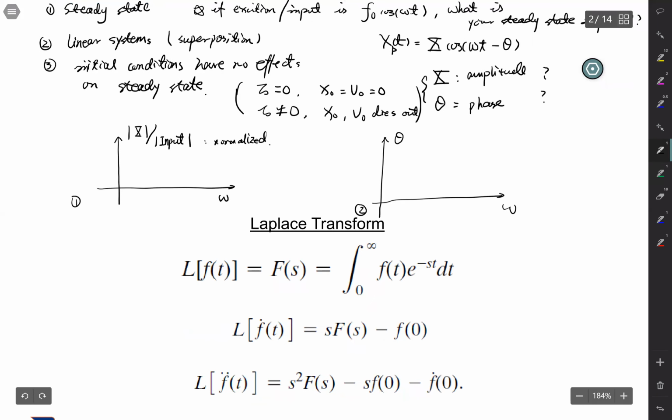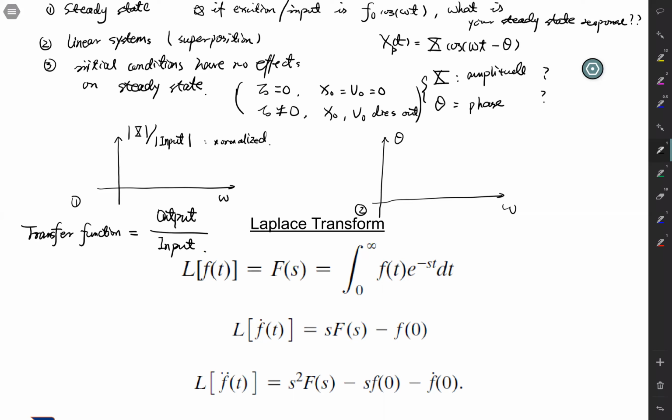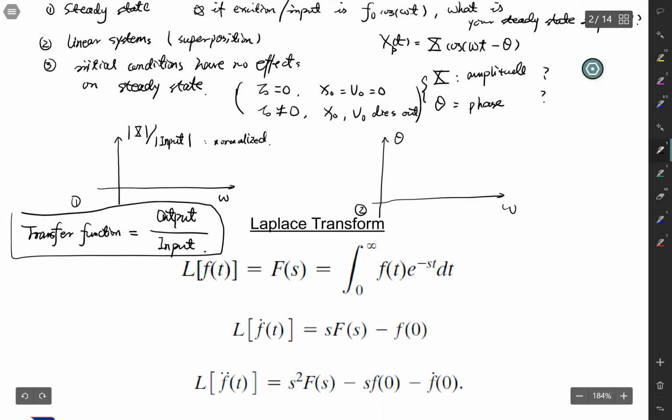And then in that case, your transfer function is defined as output divided by input. So that means, if you look at this, there is no unique way to define a transfer function. For example, if you have your mass, spring, damper system, your input is a force, and then your response is x(t).